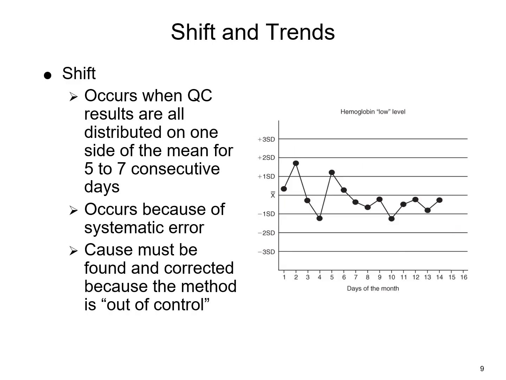So now let's talk a little bit about shifts and trends, what they mean. So when we talk about a shift, something is shifted on one side or the other of the mean. So this happens when your QC results are on one side of the mean for about 5 to 7 consecutive days in a row. And this is because of some sort of systematic error. So again, where I've kind of mentioned that you've got things that can happen. Maybe your QC material is getting old.